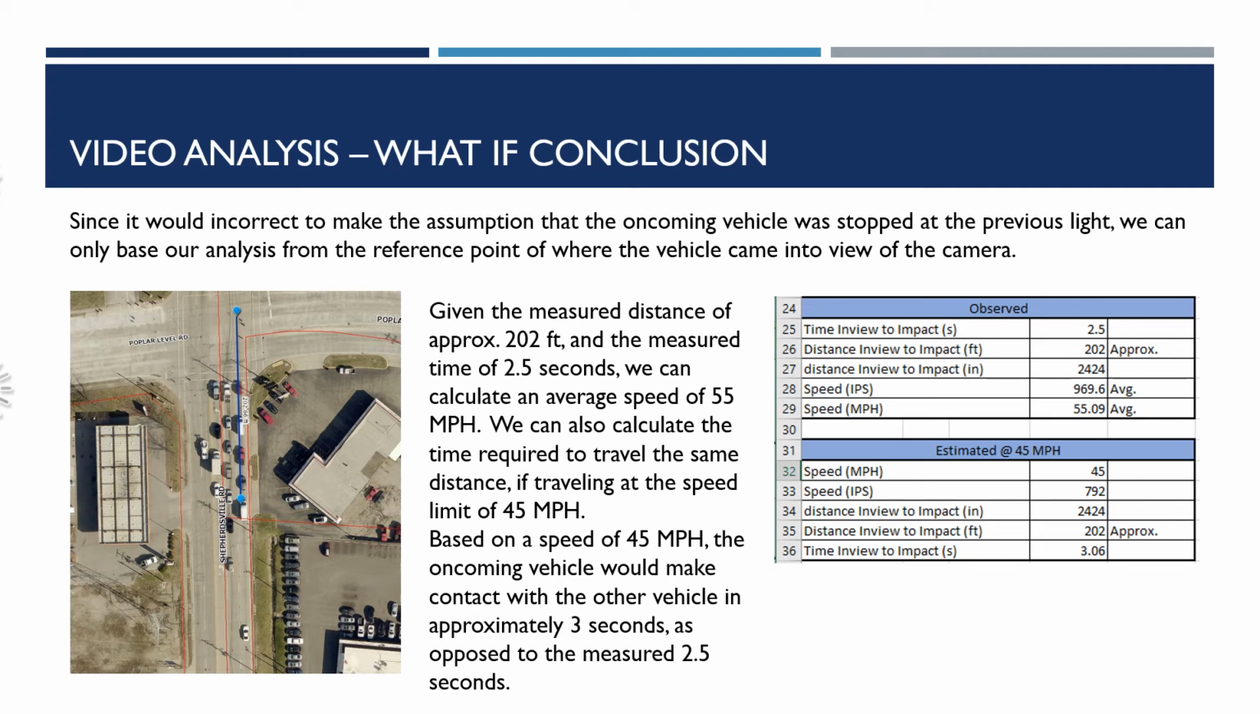Given the measured distance of approximately 202 feet, and the measured time of 2.5 seconds, we can calculate an average speed of 55 miles per hour. We can also calculate the time required to travel the same distance if traveling at the speed limit of 45 miles per hour. Based on a speed of 45 miles per hour, the oncoming vehicle would make contact with the other vehicle in approximately 3 seconds, as opposed to the measured 2.5 seconds.